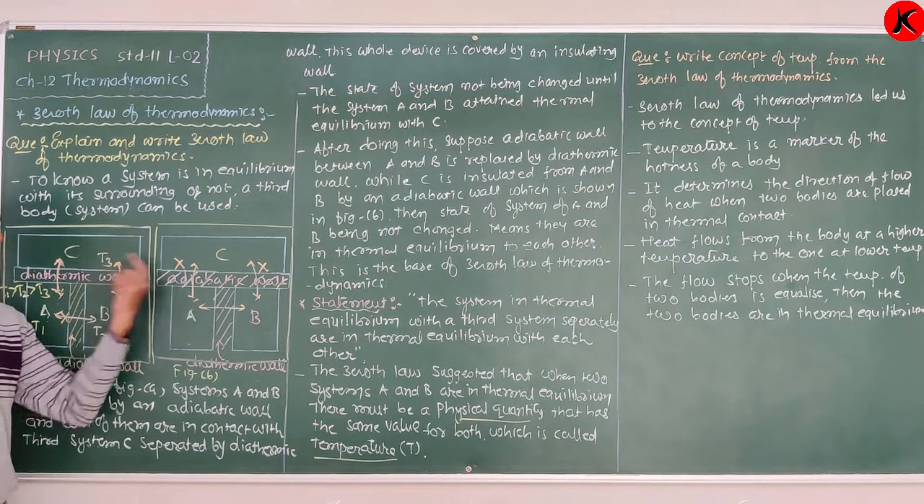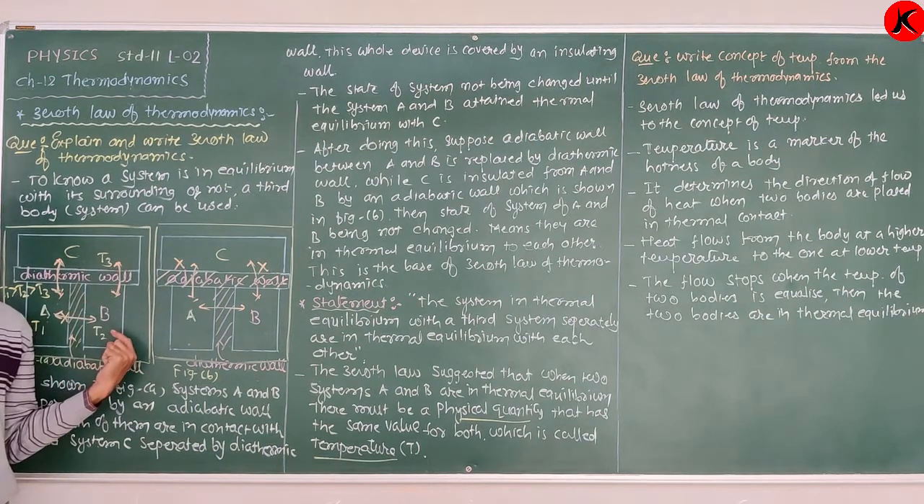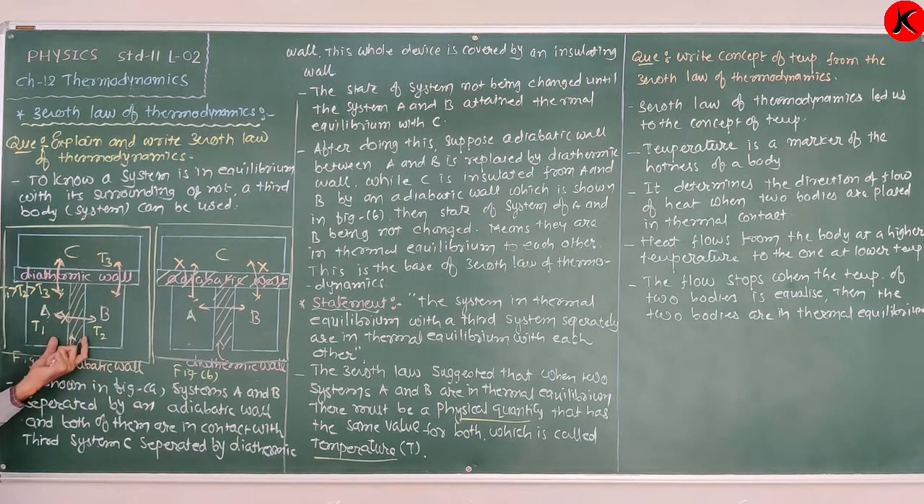Here, we only have to explain the figure. Initially, there is the non-conducting wall and there is the conducting wall. Therefore, first thermal equilibrium is established between A and C and also C and B. So after some time A, B, C are in thermal equilibrium with each other. So we can say that if two systems A and B are in thermal equilibrium with the third body C, then these two systems A and B are in thermal equilibrium with each other.